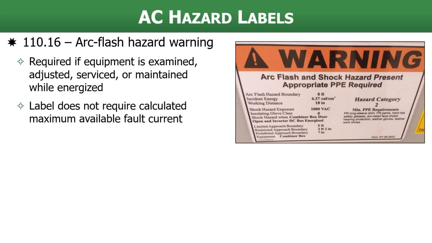Note, this label does not require a calculated maximum of available fault current, and that is certainly beyond the scope of this course. But if you're more interested in learning more about arc flash hazards, I suggest you take an NFPA 70E course. So we're not going to get into calculating available fault current in this course. This arc flash hazard warning label does not apply to dwelling units. So it's really only in the larger commercial setting, that type of thing.